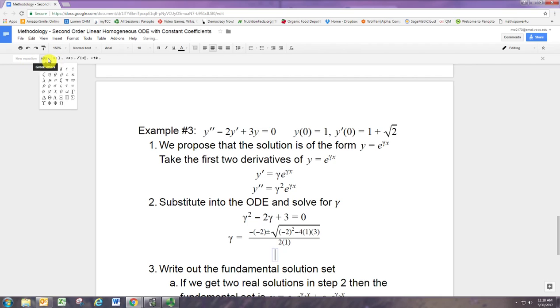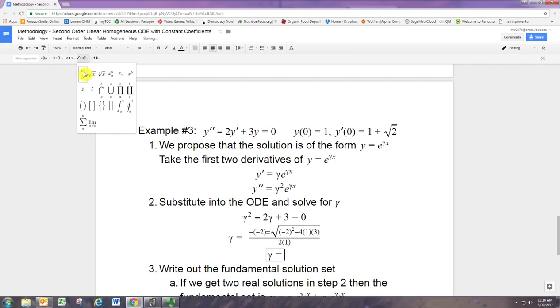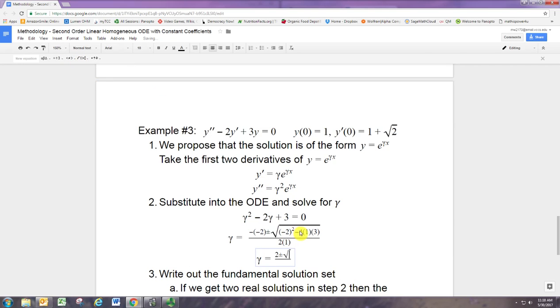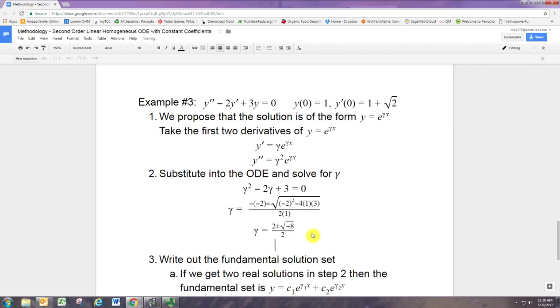All right, let's make some simplifications here. Obviously, I can make that a positive 2. And inside that square root, that's going to be 4 minus 12, which is negative 8. Negative 8. And in the bottom, we have 2. I'm going to be a little careful simplifying here.